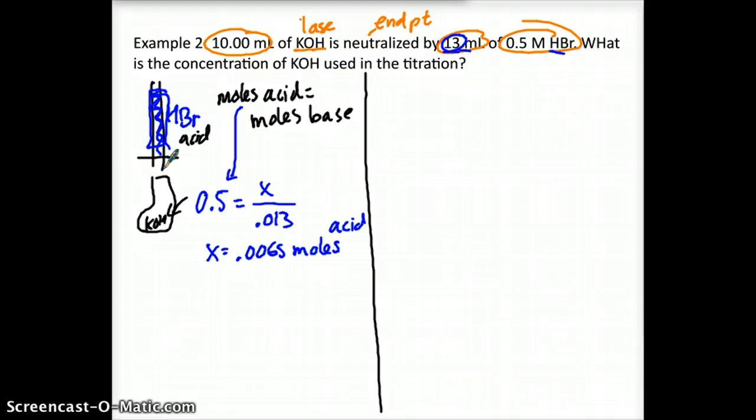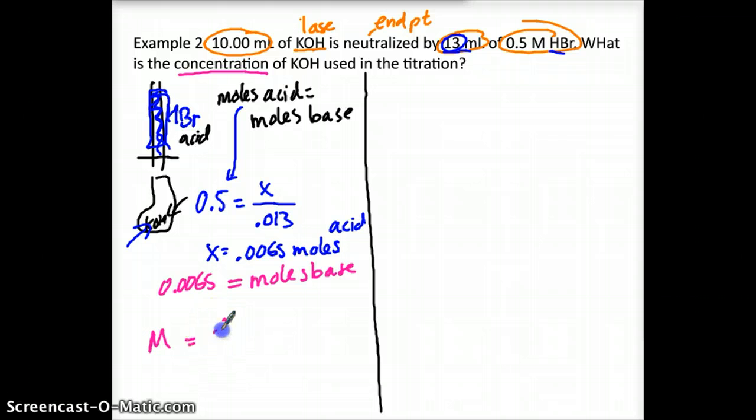So that's how many moles of acid were added from the burette. And I know, since I'm at the end point, that must be exactly equal to how many moles of base were inside the flask. So I can just assume that that also equals the moles of base, 0.0065. So if I want to solve for the molarity, the molarity is equal to 0.0065 divided by liters. Well, how many liters of base do I have? I have 10 milliliters, so I divide by 0.01. That gives me a concentration of 0.65 molar for KOH.